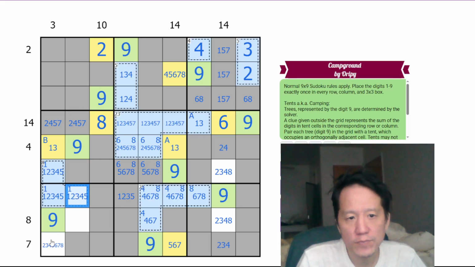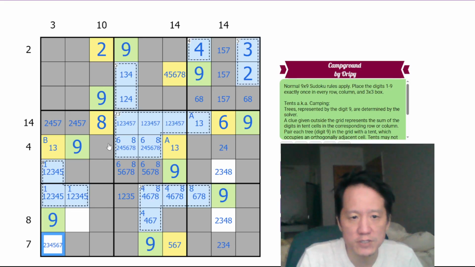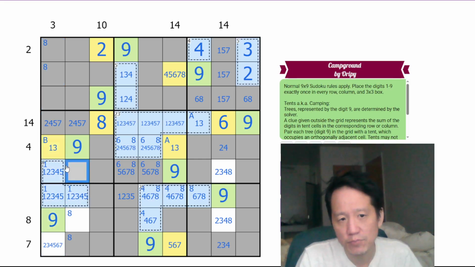If, oh, that's interesting. If this is a tent, it's a 2. If it's not a tent, this has to be a tent, which has to be an 8 tent. So this can never be 8, which means 8 in box 7 can never be here. It has to be one of these two digits. Well, where is the 8 then in column 1? It has to be one of these two digits.